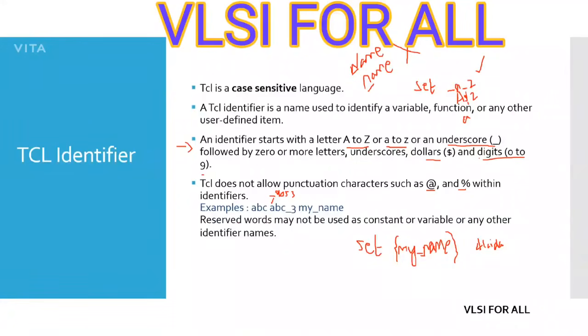Reserved words may not be used as constant or variable or any identifier names. Reserved words mean TCL has certain commands, so you cannot just use set. Here the variable name cannot be set or puts. These are the two commands which we've seen earlier. These are all already reserved in TCL, so you cannot just use them.